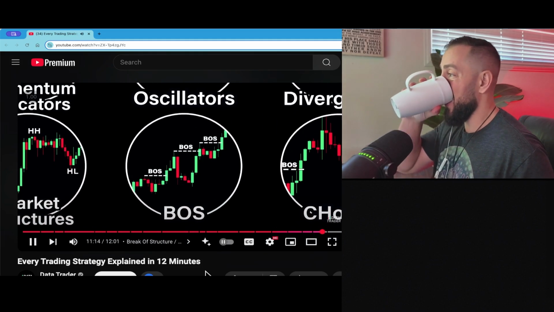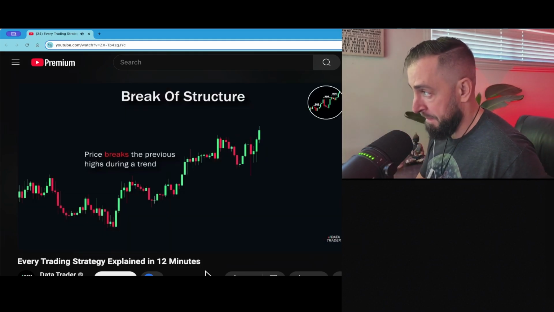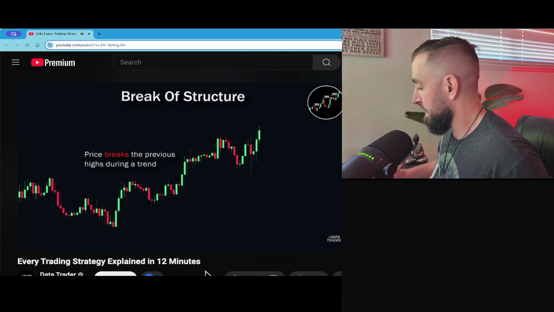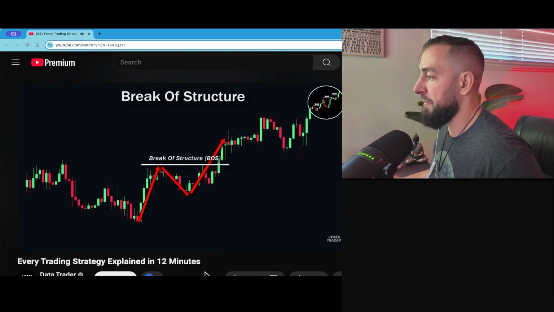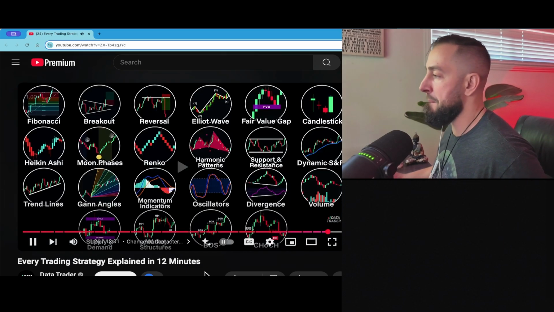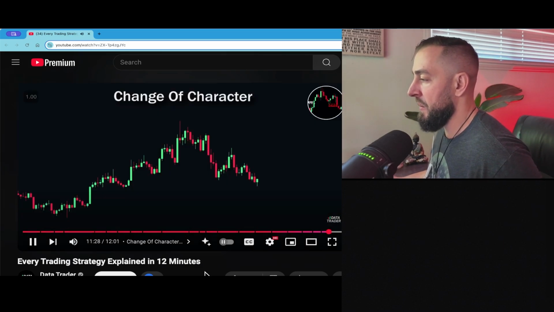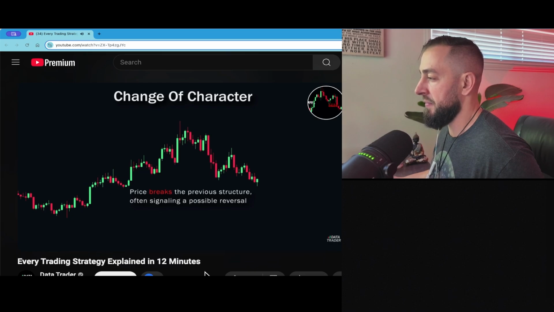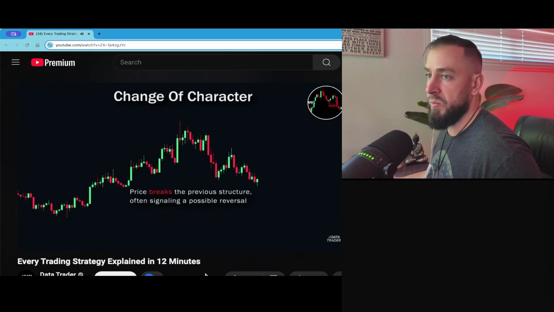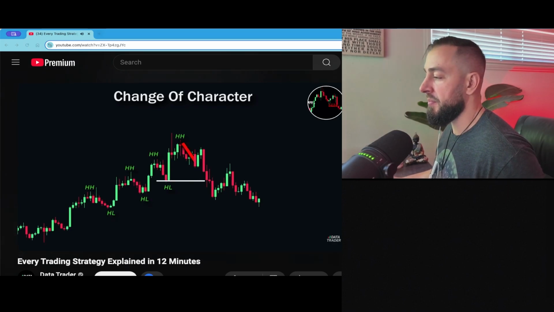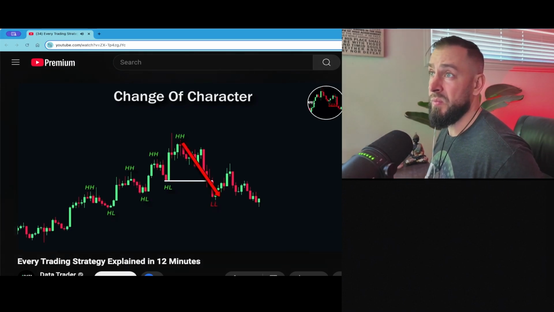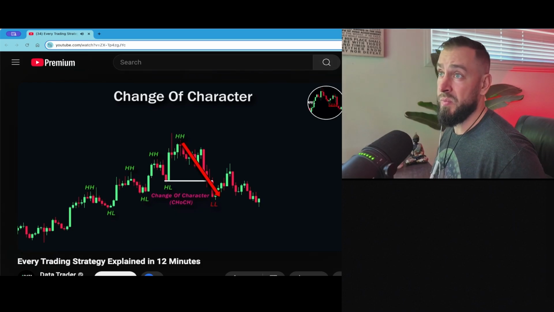Break of structure. It is when price breaks the previous price peak during a trend. For example, if the price forms higher highs and higher lows, this break of the previous highs is called break of structure. That's also a breakout. Change of character. It occurs when price breaks the previous structure during a trend, often signaling a reversal from that current trend. For example, if the price is forming higher highs and higher lows, then it breaks the previous lows forming lower lows. This is called a change of character.